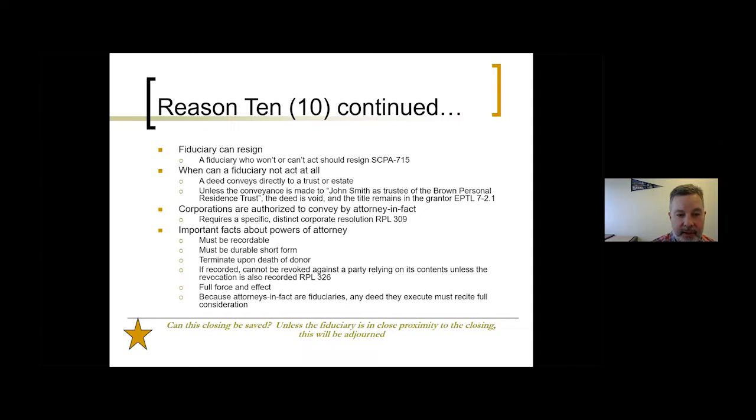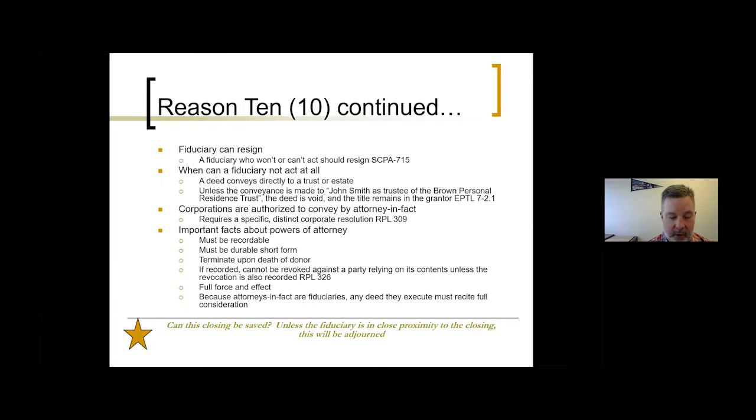And then you come into the area where you have a fiduciary coming to the closing, but they can't act at all because the prior deed conveyed title directly into a trust or estate. Unless that conveyance was made to John Smith as trustee of the Brown Personal Residence Trust, that deed is void, and then the title would still remain in the grantor. So you want to be very careful when you're dealing with trusts and title issues. Make sure you read Schedule B and see what we're saying about the trust. If the deed was into the trust directly, then they're not going to be able to deed out. They're going to need a correction deed. You need to name those trustees.